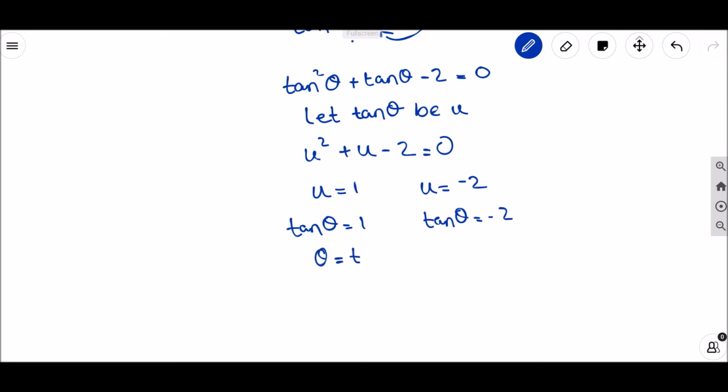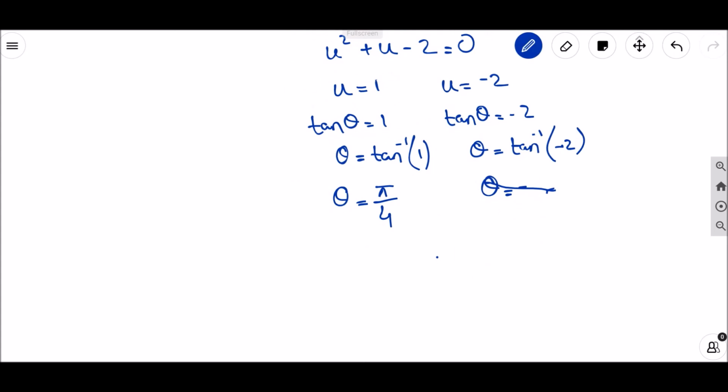So now we will find the theta values. Theta is equal to tan inverse of minus 2. Make sure your calculator is in radians when you are calculating these values. Here our theta will be pi over 4, and here our theta will be minus something, but as it's a minus value we're not going to take this. So our theta value is pi over 4.